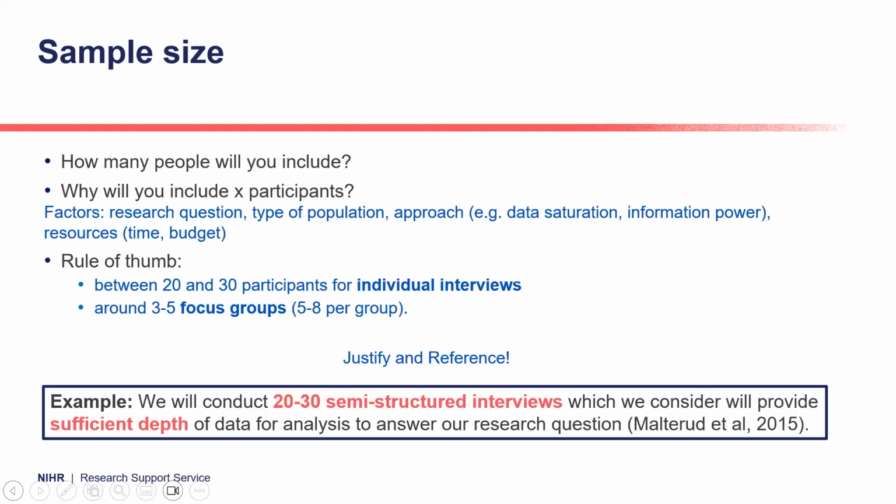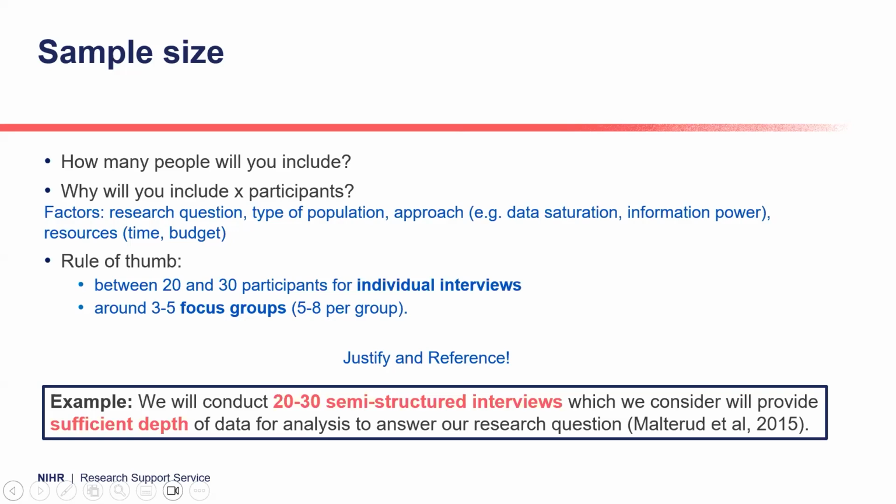So the decision of how many you will include, well, it depends on many factors. Some of them presented here in blue. It could be based on your research question, the type of population. For example, if you're recruiting people with a rare disease, probably you're not going to have a large sample. But also on the approach that you're following. Are you recruiting until saturation is reached, or perhaps you're guided by information power? And again, other factors are the time and the budget available to carry out and collect your qualitative data.